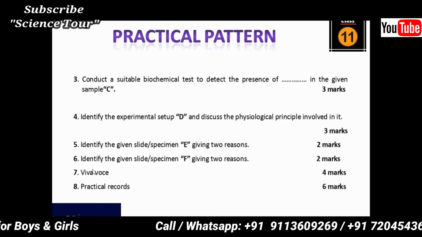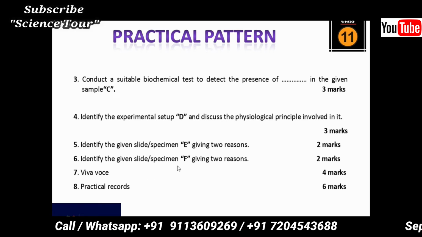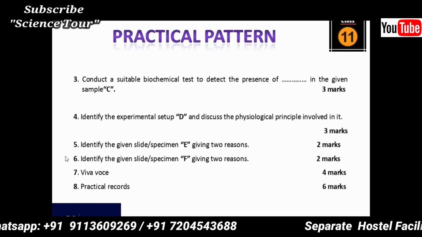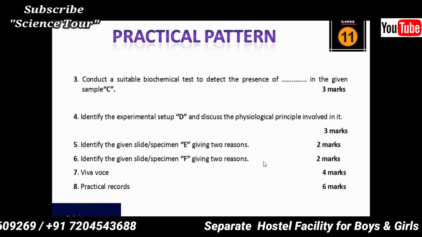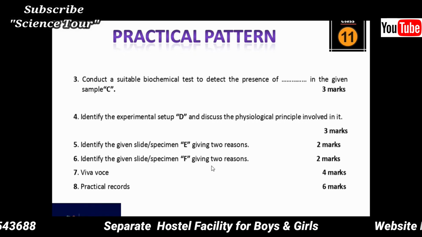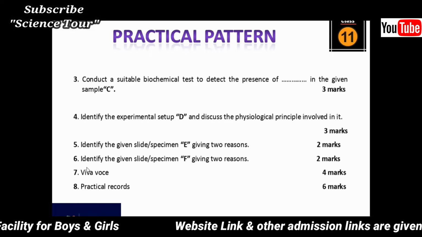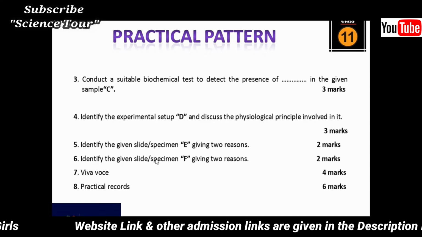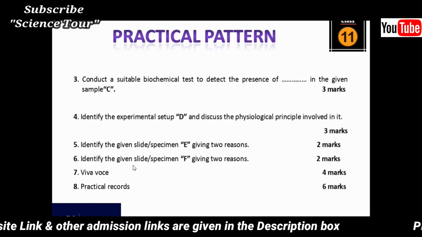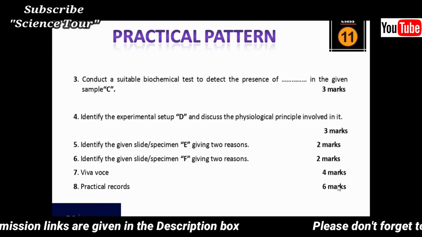Then question number 6, identify the given slide or specimen F giving 2 reasons. Here also for identification 1 mark and giving 2 reasons 1 mark. Means each reason has half mark. So 1 plus 1, total 2 marks. Here the question comes from the zoology part. You have to either identify the slide or the specimen of animal.